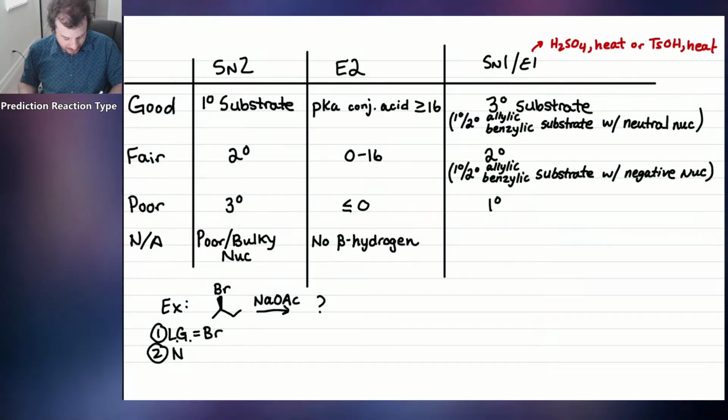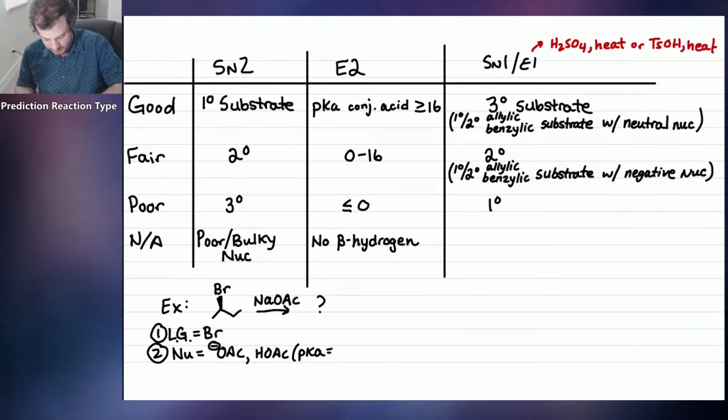The second thing we want to identify is the nucleophile. The nucleophile is negatively charged, OAc minus. The sodium is just a counterion for this ionic sodium acetate. So the nucleophile is actually the OAc. The sodium's not actually part of the nucleophile, it's just a spectator. The conjugate acid is HOAc, which is acetic acid, a carboxylic acid, which is pKa 5. So now we can do our table method.